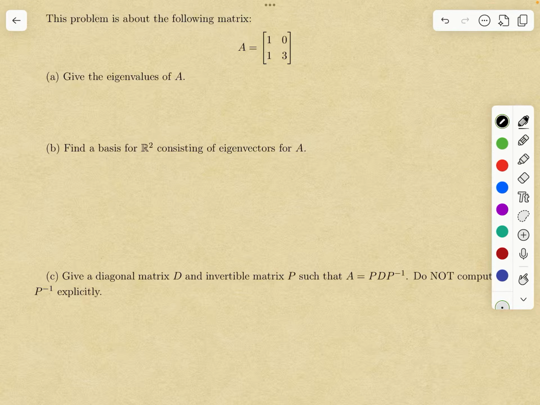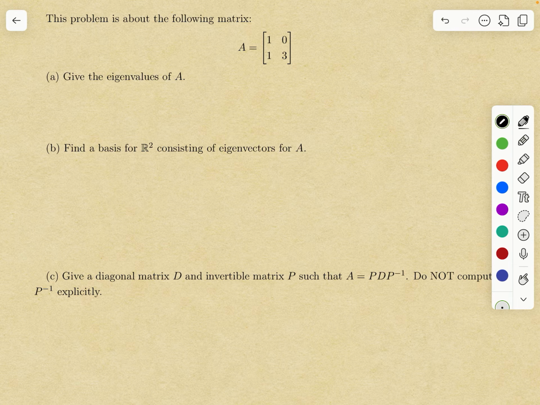Okay, give the eigenvalues of A. Well, right now I see that this is a 2 by 2 matrix. Normally, to give the eigenvalues of a 2 by 2 matrix, what do we do? You would find a characteristic polynomial and find the roots.